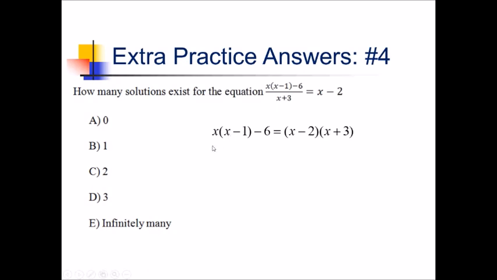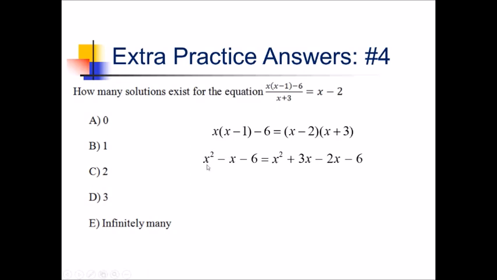So on the left side, distributing my x, I've got an x squared minus 1x. I still have a negative 6 over there. On the right side, I'm going to FOIL the x minus 2 and x plus 3. Firsts gives me x squared, outers gives me 3x, inners is a minus 2x, and the last's negative 2 times 3 is negative 6. Now I'm going to see if I can get everything on one side.